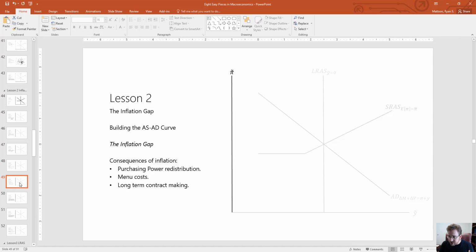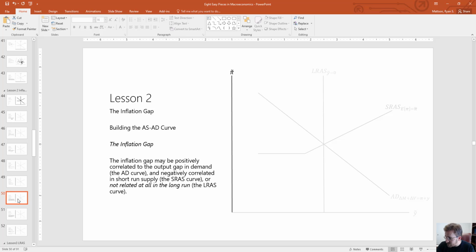Now, if we get off of this target, the potential consequences could be a purchasing power redistribution. If my wages rise slowly, then I'm going to feel the effects of higher than normal inflation more distinctly than, say, someone who's working in the tech industry whose wages can rise fairly quickly. There are also these menu costs that firms will face, in that they have to put time and effort into following these prices and changing these prices, or potentially facing a punishment by consumers if they raise prices too fast. So there are these menu costs that firms have to take into account. And of course, long-term contract making is affected if inflation is higher or lower than the expectation.